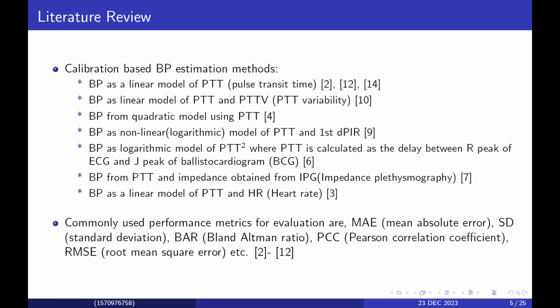In the literature, what we found is that blood pressure has high correlation with the PTT and PR. The PTT is the pulse transit time, which is the time difference between the R peak of the ECG signal and the systolic peak of the PPG signal. So once we have these ECG and PPG signals, we can estimate the blood pressure from these two signals by using PTT and HR as variables.